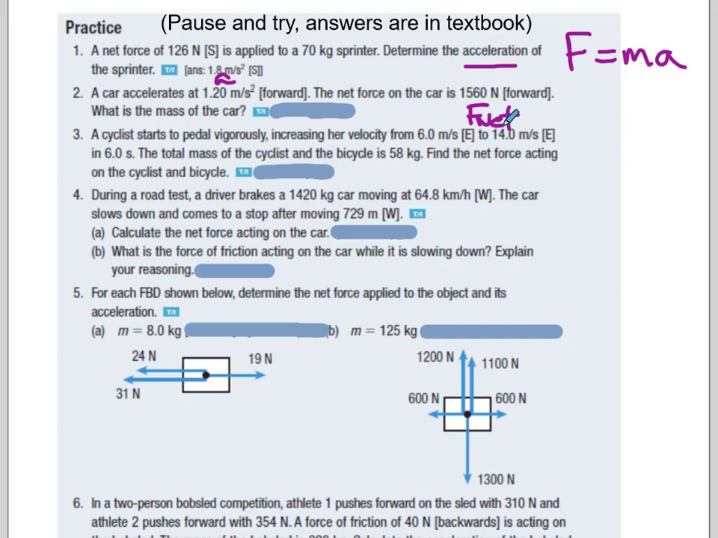Okay, what is the mass of the car? So we are back again to this expression. By the time you calculate that, we should come up with about 1,300 kilograms.